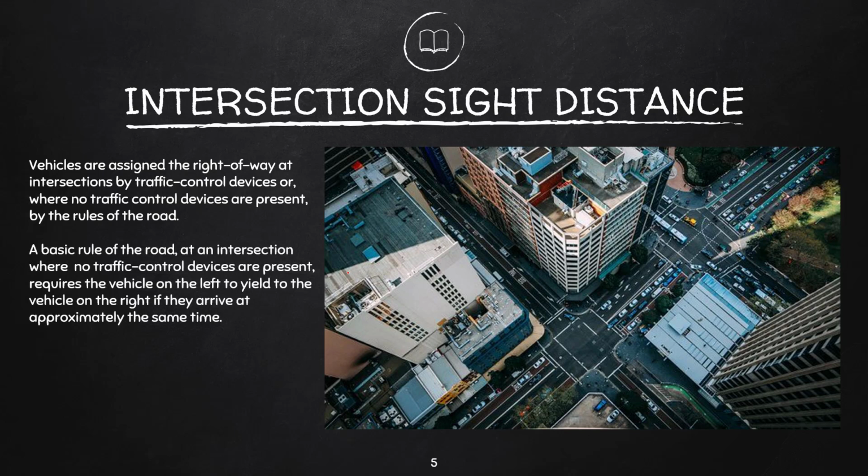So what is this rule? The basic rule of the road at an intersection where no traffic control devices are present requires the vehicle on the left to yield to the vehicle on the right if they arrive at approximately the same time.